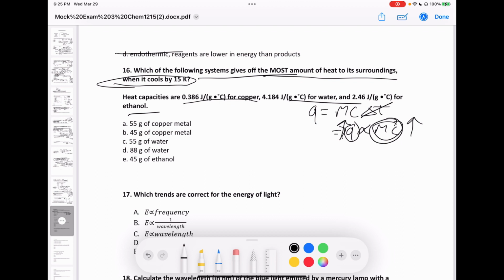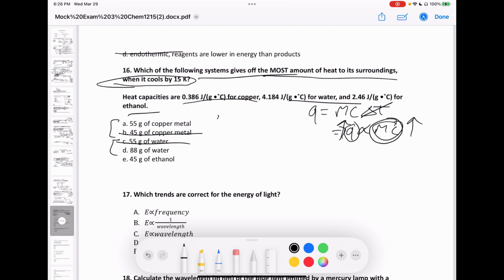So then if we compare these first two, we want the largest product of MC, and we can automatically cross out B because they're the same material, but A is more massive. By that same logic, we can do the same thing for C and D. They're the same substance, water, but answer choice D just has more of it, so it's going to be a greater product, which means more heat lost to surroundings. And then we just have to compare these products together.